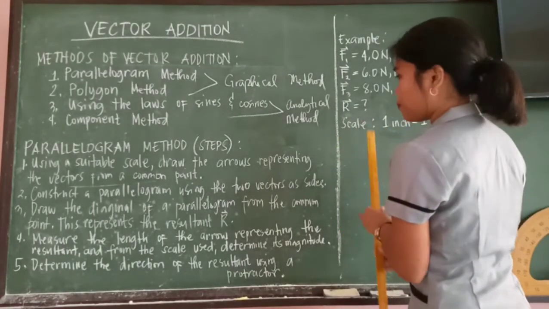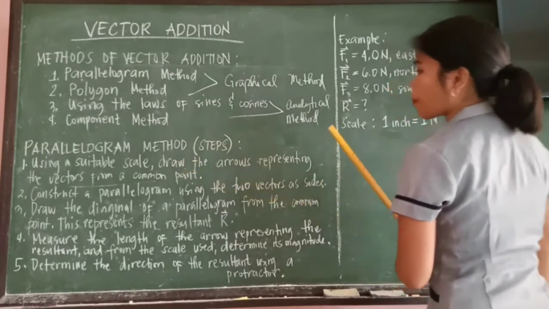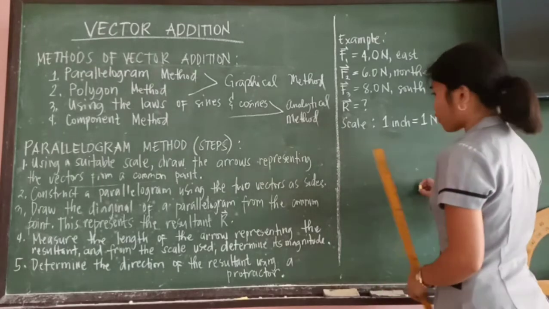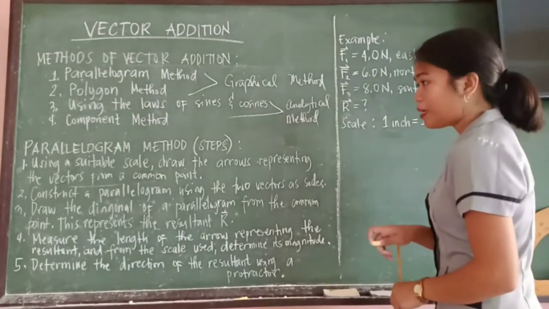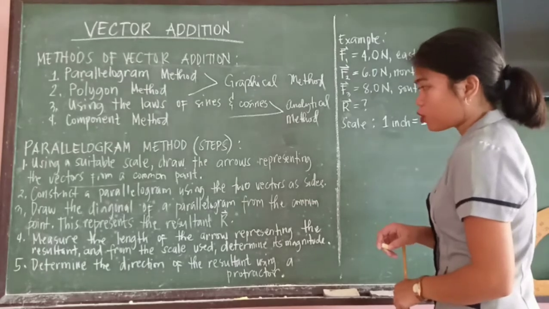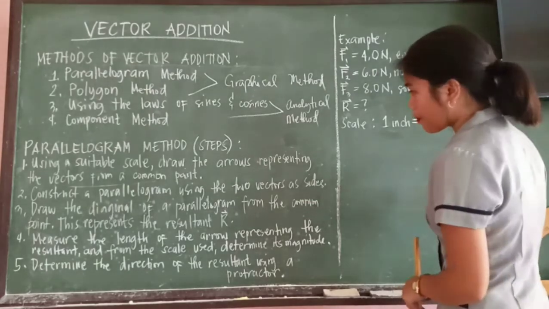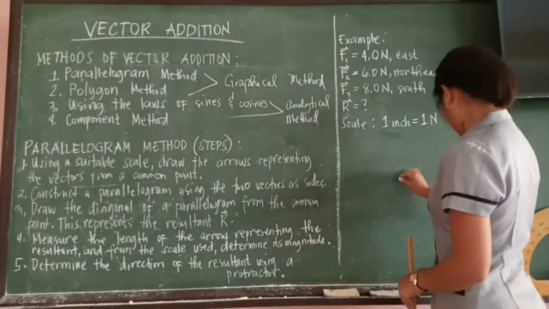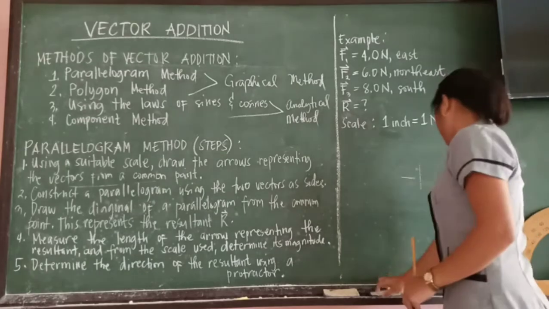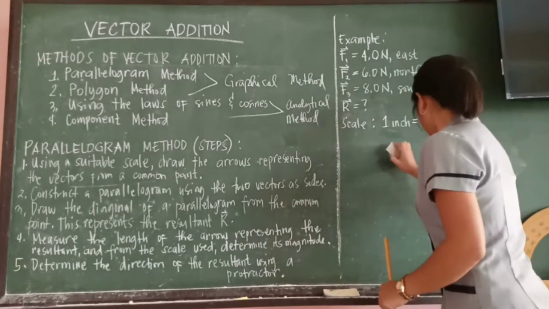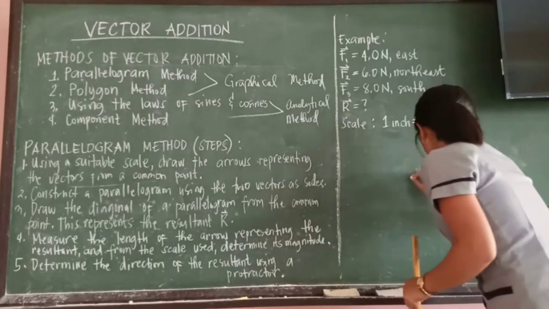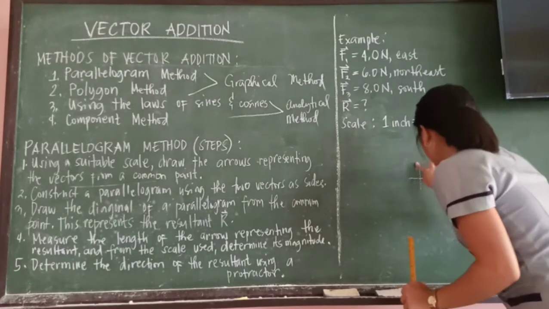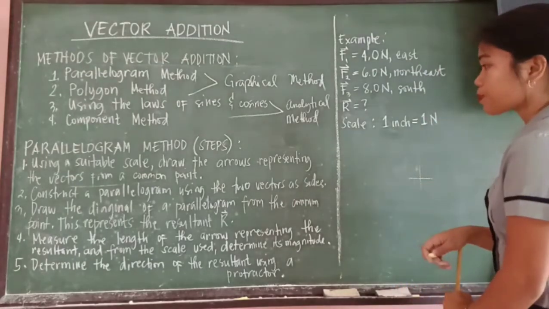Okay, so let's start. Draw the arrows representing the vectors from a common point. We need to create a common point by putting the Cartesian plane. Okay, our common point is of course the origin.